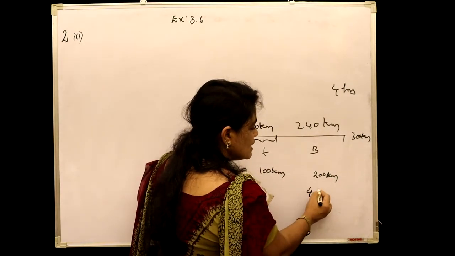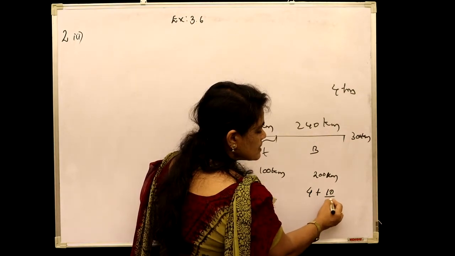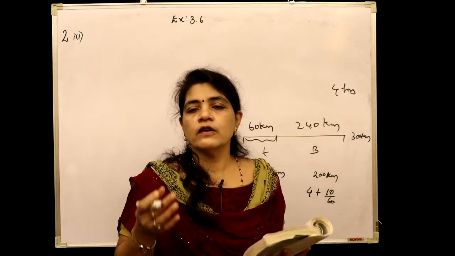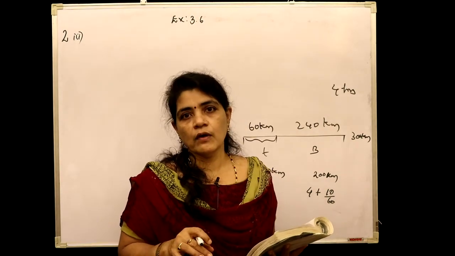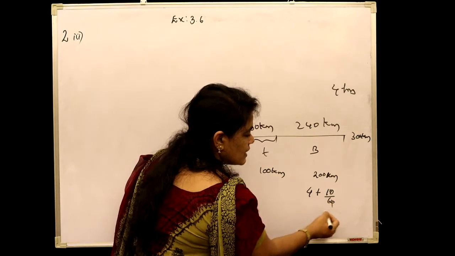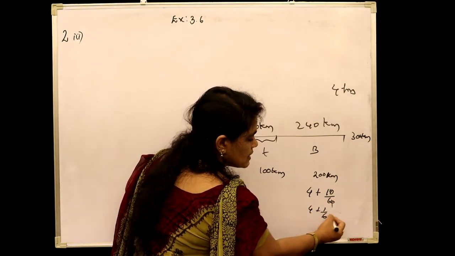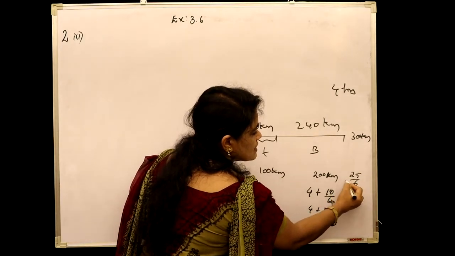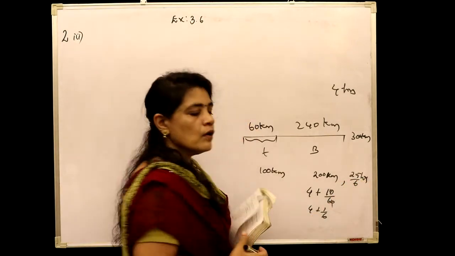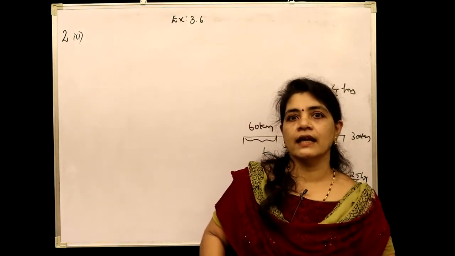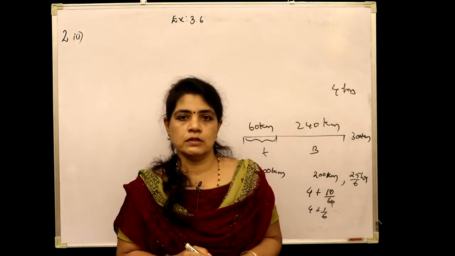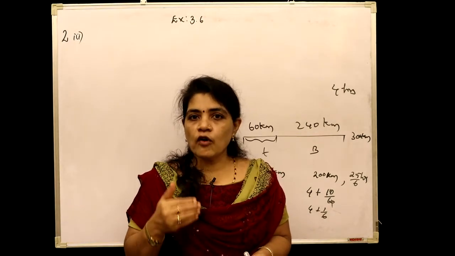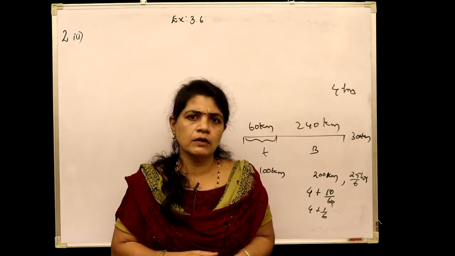So the time taken is 4 plus 10 by 60, 10 more minutes. To convert minutes into hours, we have to divide by 60. That means the 0s get cancelled, that is 4 plus 1 by 6. So 24 plus 1, that is 25 by 6 is the time taken by Ruhi in the second case to reach her house. This is the problem. So as usual, we can form the linear equation. This is a very simple question.